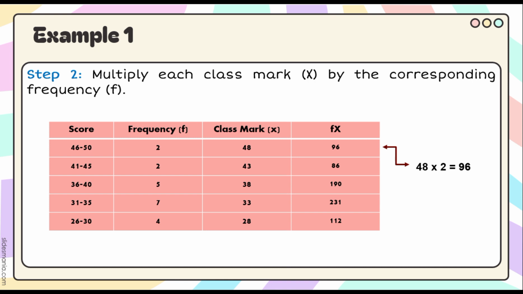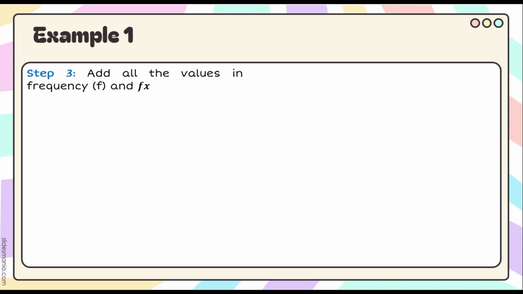Again, to solve for the f of x, we simply multiply the frequency and the class mark. Step 3 in solving for the mean of grouped data, we add all the values in frequency f and f of x.